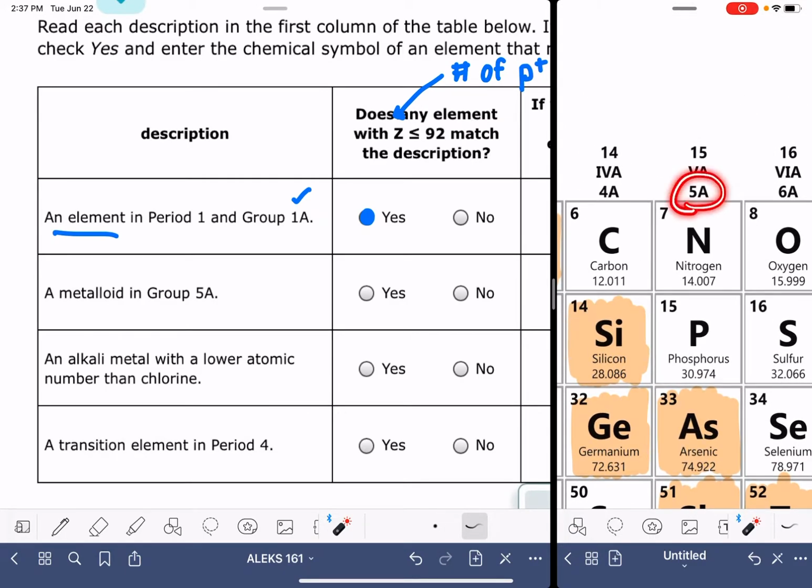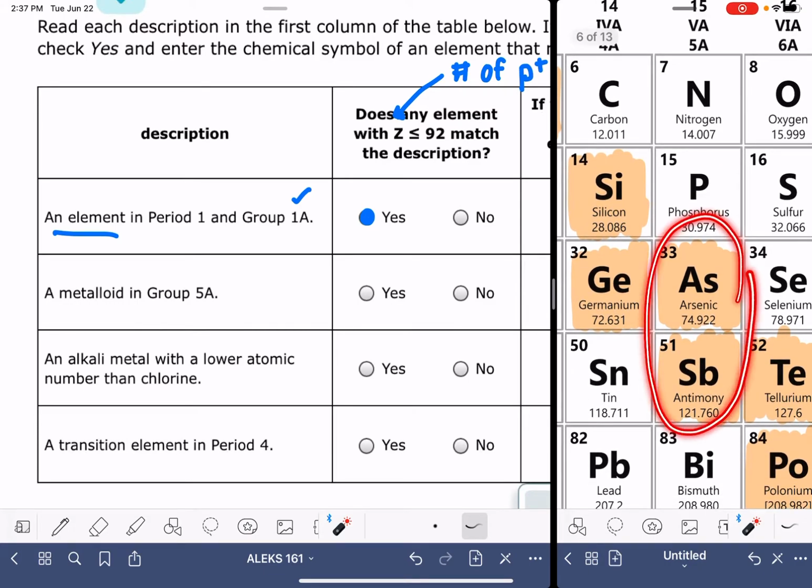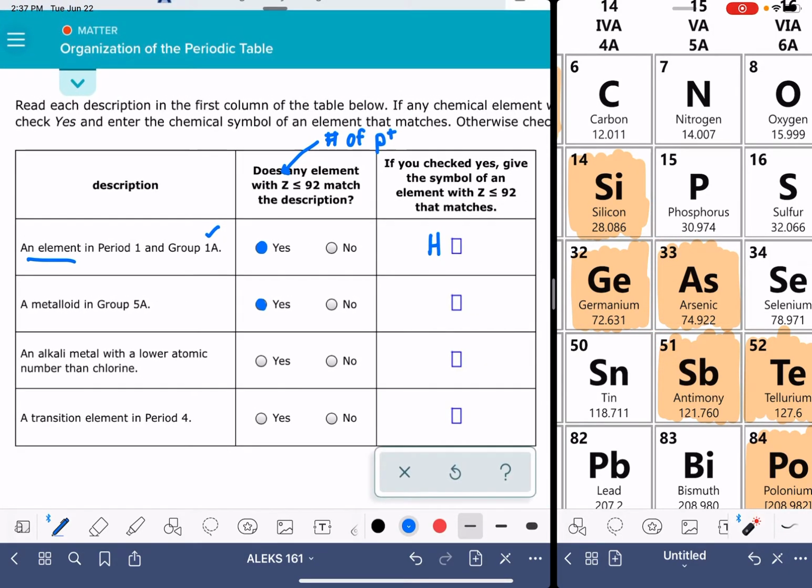We've got group 5A right here, and there are 2 metalloids that are in group 5A, so we're definitely wanting to say yes. We want to make sure when we're looking at these, we need to find one that has an atomic number of less than 92. Both of these do. So we could answer either one of these elements in this spot. It only wants us to give the symbol for one of them, so I'm going to choose arsenic, As, but you also could have chosen Sb there, either one.